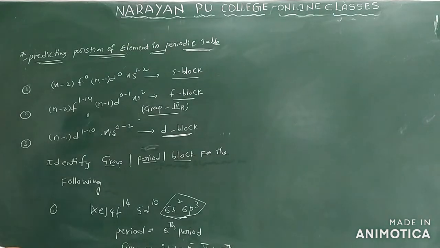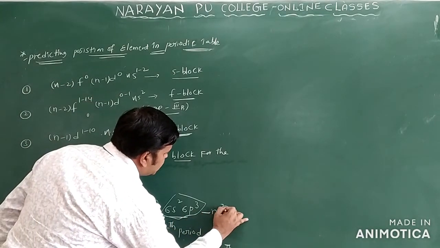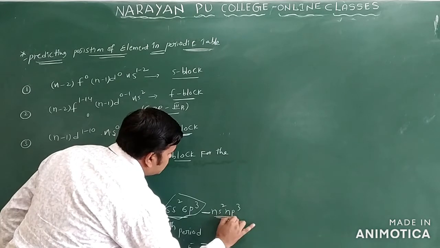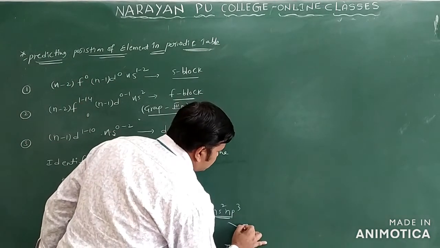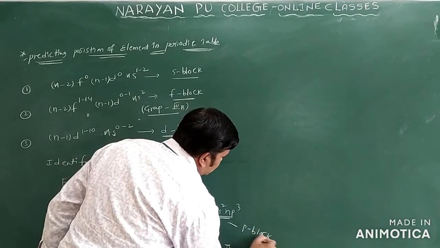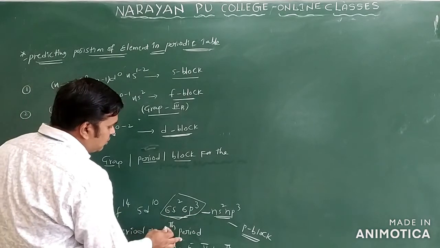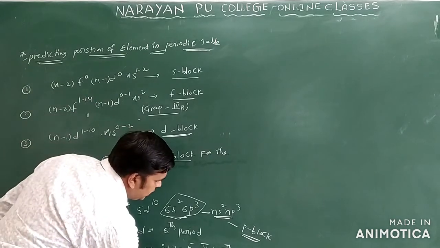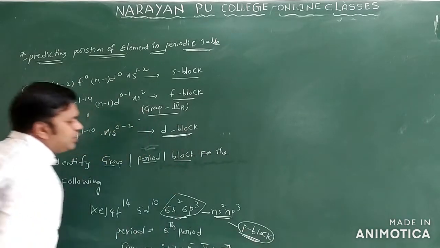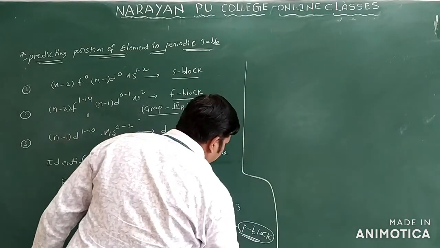And one more point, they are asking which block it belongs to. You see the configuration. The configuration looks like ns2 np3 only. So ns2 np3 is present in which block? They belong to the p block only. So the element belongs to the 6th period, and the group number we can write as 5A, or you can say the 15th group only. Here it belongs to the p block elements only, because we look at the valence shell electronic configuration.